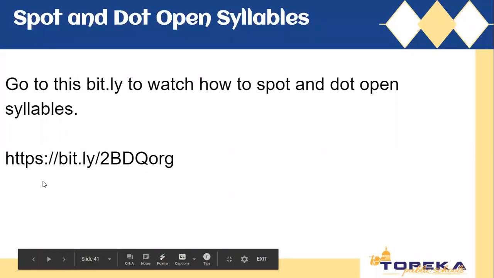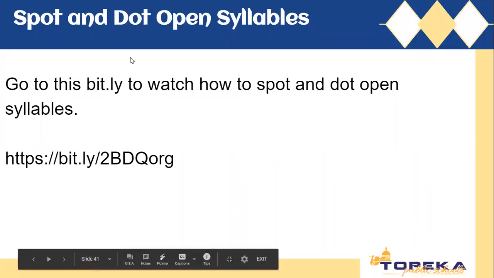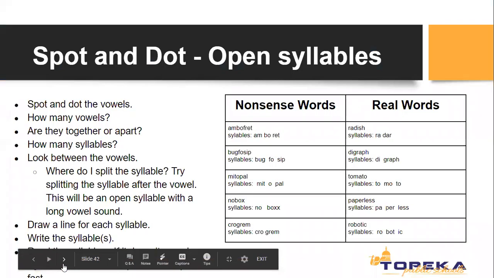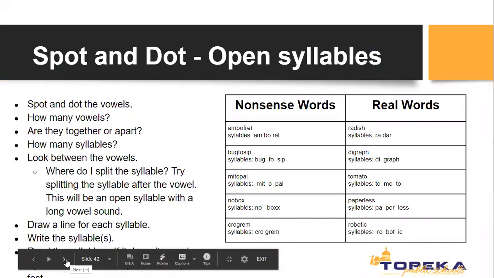Now I have created a video for you about spotting and dotting open syllables. So please go to this bit.ly, type it in your browser, and watch how to spot and dot open syllables. All right, let's look at some examples for open syllables. You'll see again some examples of dividing nonsense words and dividing real words. Again, this strategy is designed to help teach students how to decode these different syllable types in words.